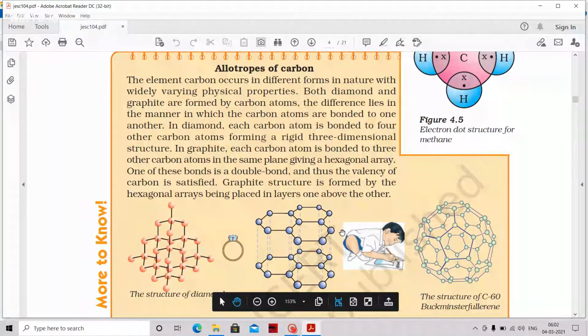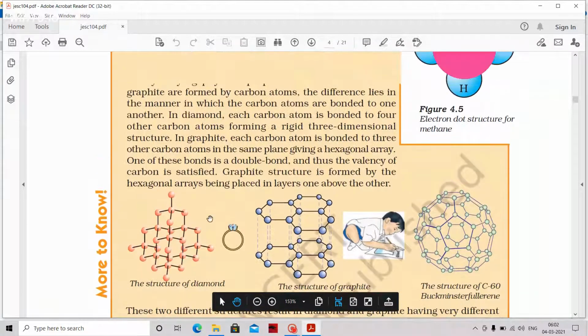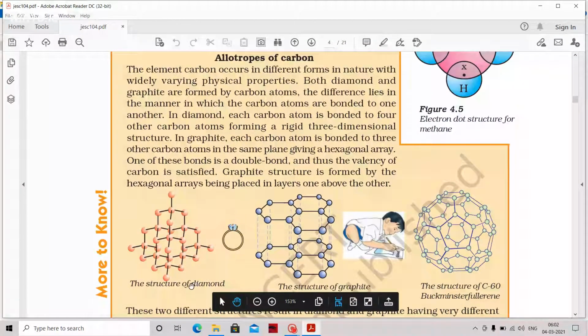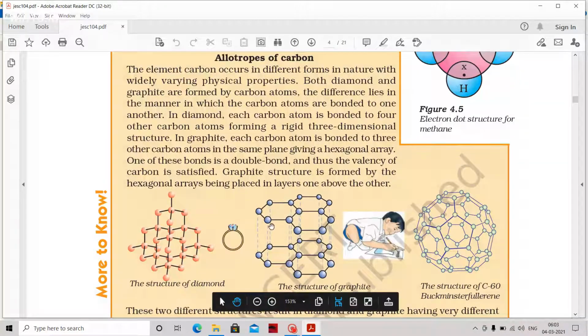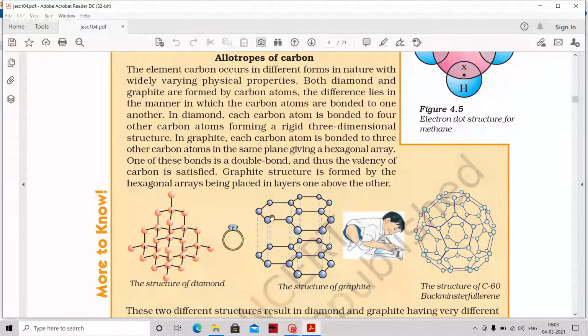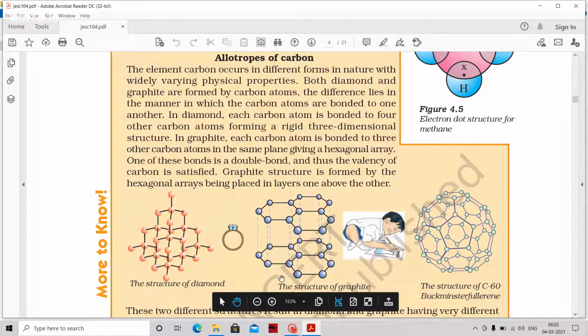The difference is because of the bonding between the carbons in each structure. For example, in the diamond structure, each carbon is bonded to 4 other carbons. You can see carbons 1, 2, 3, 4 bonded here. But the graphite structure is a layered structure. In each layer, each carbon is bonded to 3 more carbons and forms a hexagon. Like this, a hexagonal array forms, and the layers are placed one over the other. This is one plane, then another, then another.